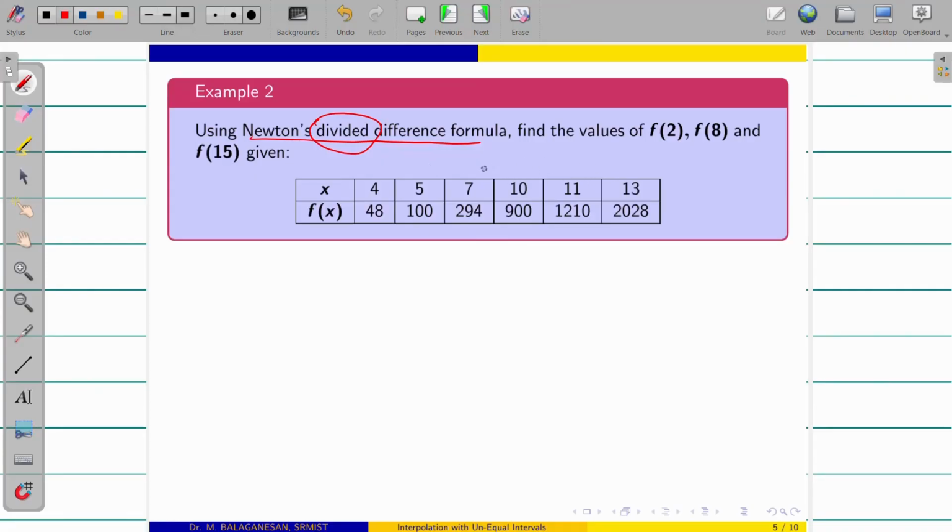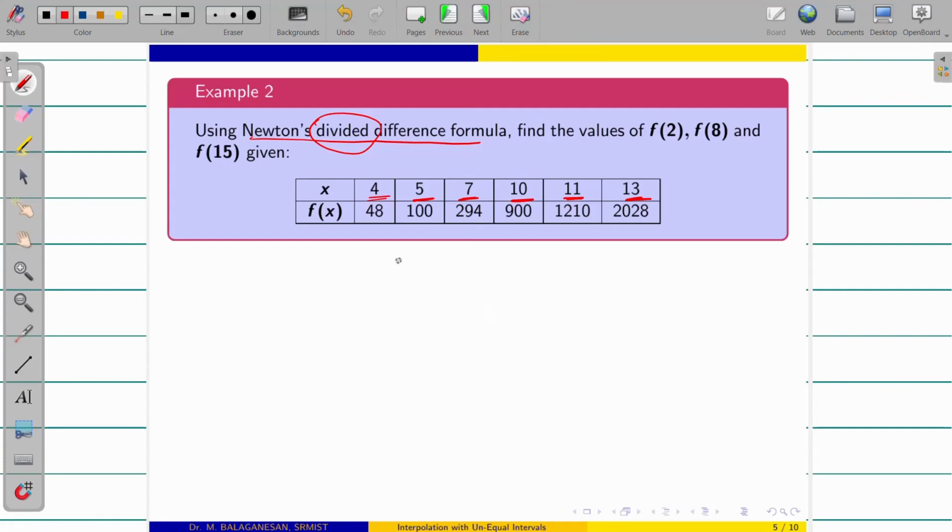Exactly, we are not supposed to use that concept, because before solving the problems in this topic, you should check the values of x, whether they are equally spaced or not. In the previous video lecture, you can check it. All the values of x are equally spaced, so it is under equal interval. So we can use Newton's forward interpolation, backward interpolation.